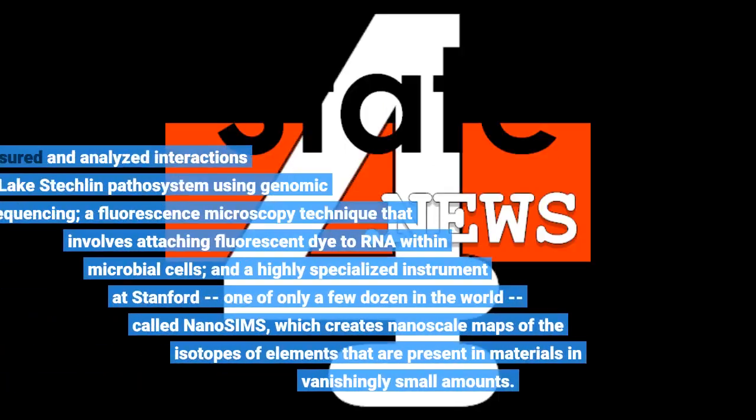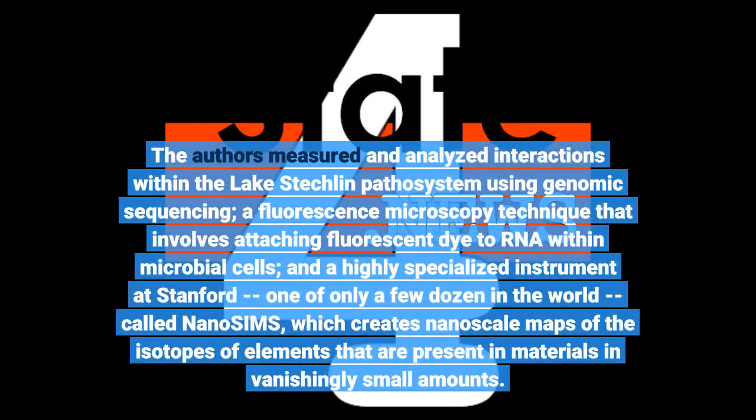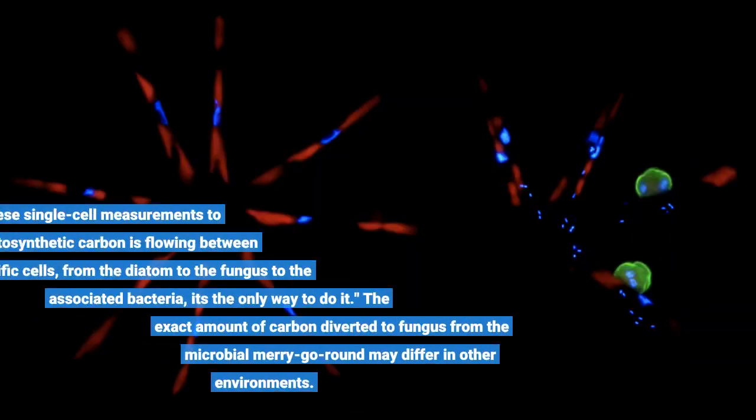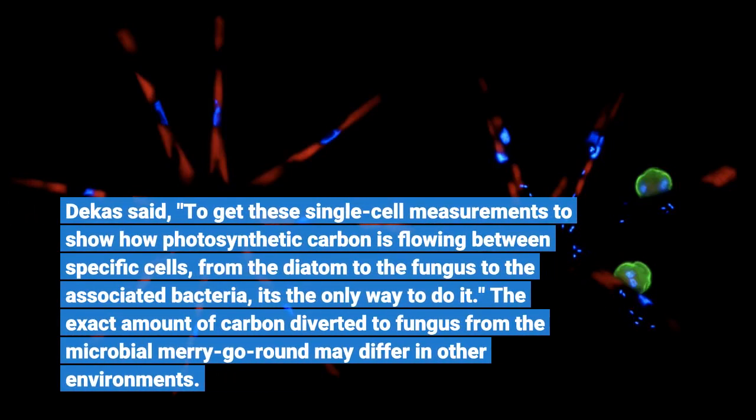The authors measured and analyzed interactions within the Lake Stechlin pathosystem using genomic sequencing, a fluorescence microscopy technique that involves attaching fluorescent dye to RNA within microbial cells, and a highly specialized instrument at Stanford, one of only a few dozen in the world, Dekas said, to get these single-cell measurements to show how photosynthetic carbon is flowing between specific cells, from the diatom to the fungus to the associated bacteria. It's the only way to do it. The exact amount of carbon diverted to fungus from the microbial merry-go-round may differ.